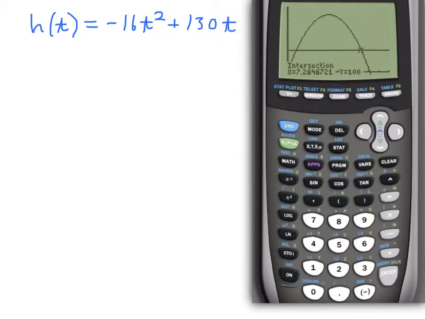So you can see you can get the answers to that problem algebraically by using the quadratic formula, but you can also get them graphically by putting in a horizontal line here at 100 feet high and finding the points of intersection between that horizontal line and the original function.